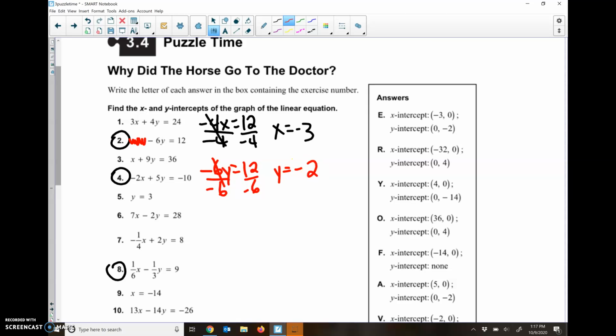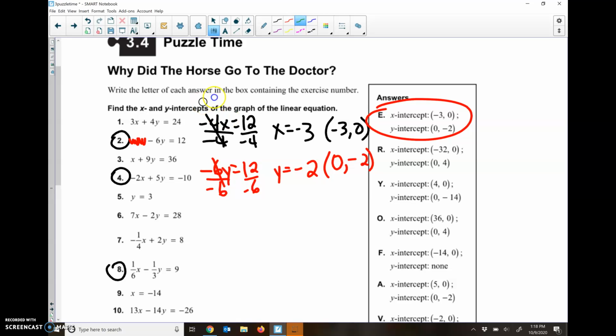Then remember, when we write it, since my x-intercept here is negative 3, that's my x-intercept, so my y value is 0. And then my y-intercept is negative 2, so my x value is 0. And that looks like it's a letter E right here.